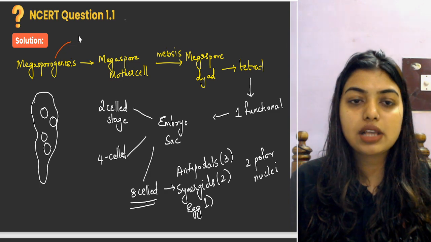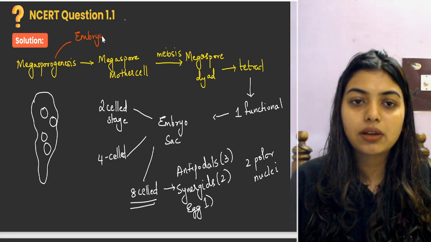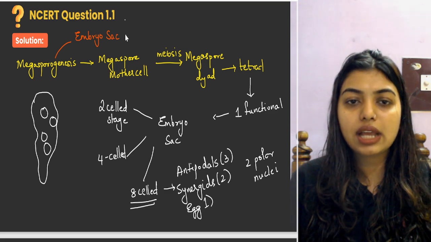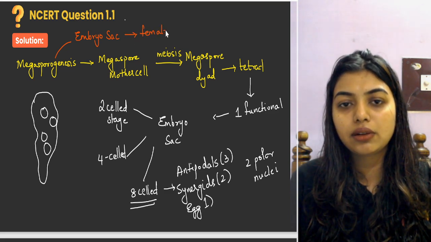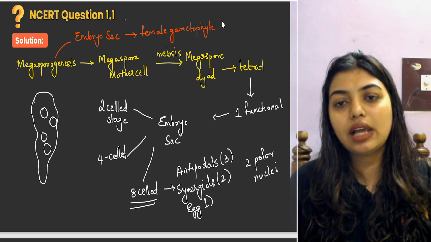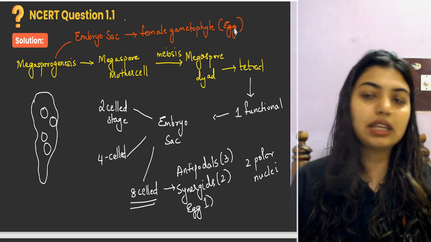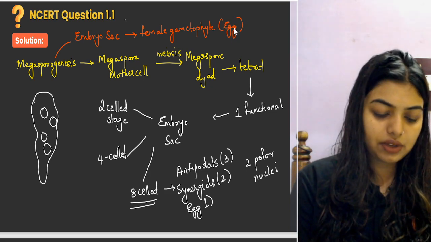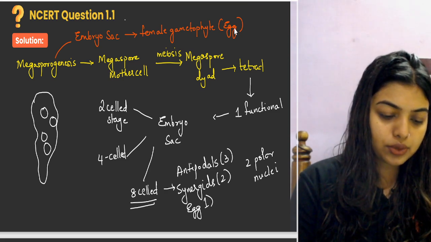At the end of megasporogenesis, we are going to form the embryo sac. This embryo sac will be the female gametophyte, which gives rise to the egg. So the egg is the female gamete. Clear or not, all of you? So I hope so far is good.